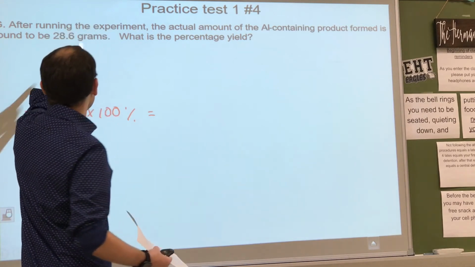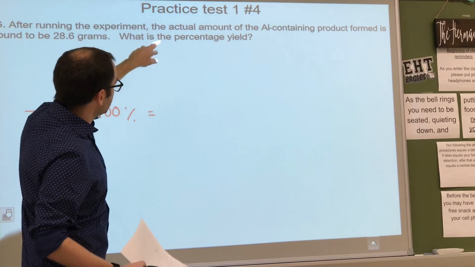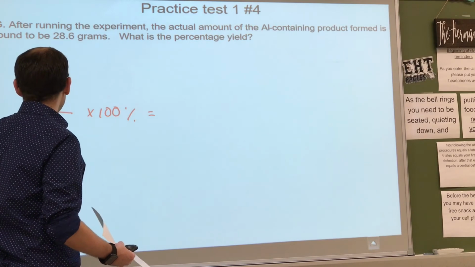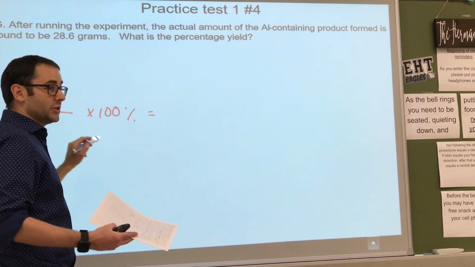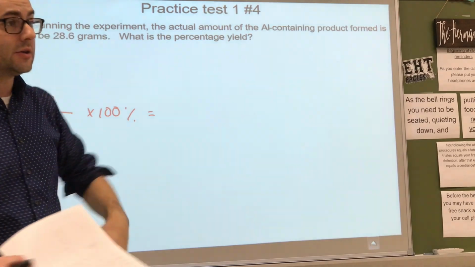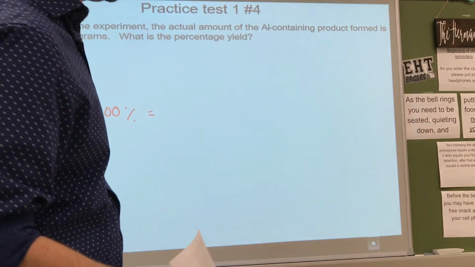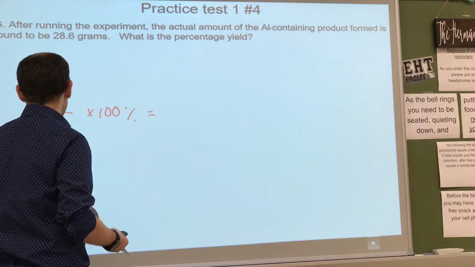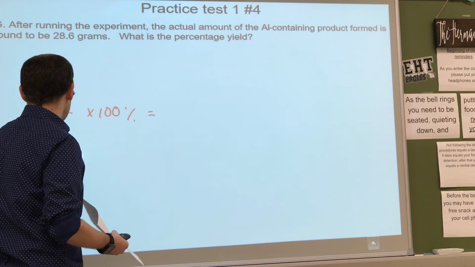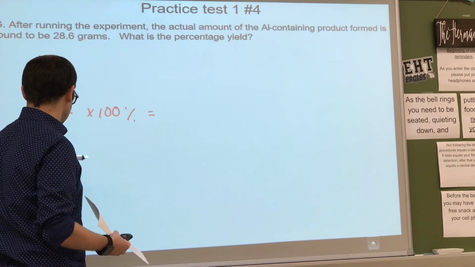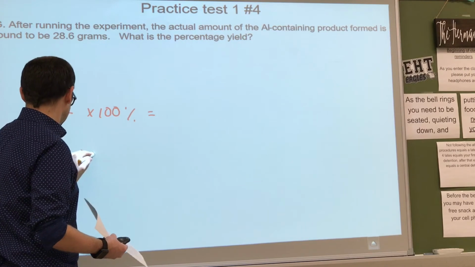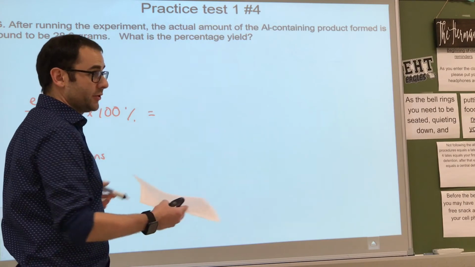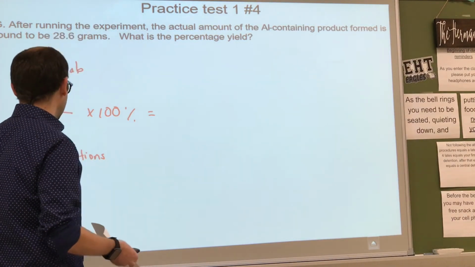The part, after running the experiment, the actual amount, that's going to be your experimental, which goes on the top. And then theoretical is what you do from your calculations. That goes on the bottom. All right? So experimental in the lab goes on the top, and then what you theoretically should have come up with goes on the bottom. This is from your calculations, and this is from the lab. Which we're going to do for our actual lab later this week.